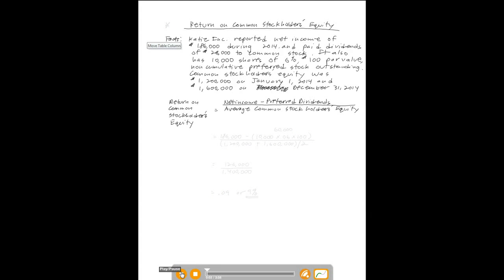We're going to calculate the return on common stockholders' equity. So here are the facts. Katie Inc. reported net income of $186,000 during 2014 and paid dividends of $26,000 to common stock.